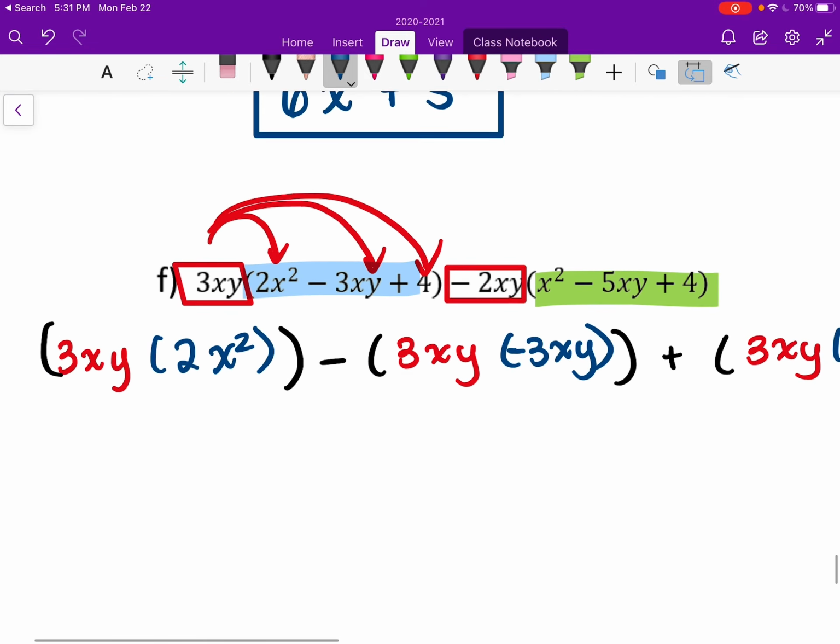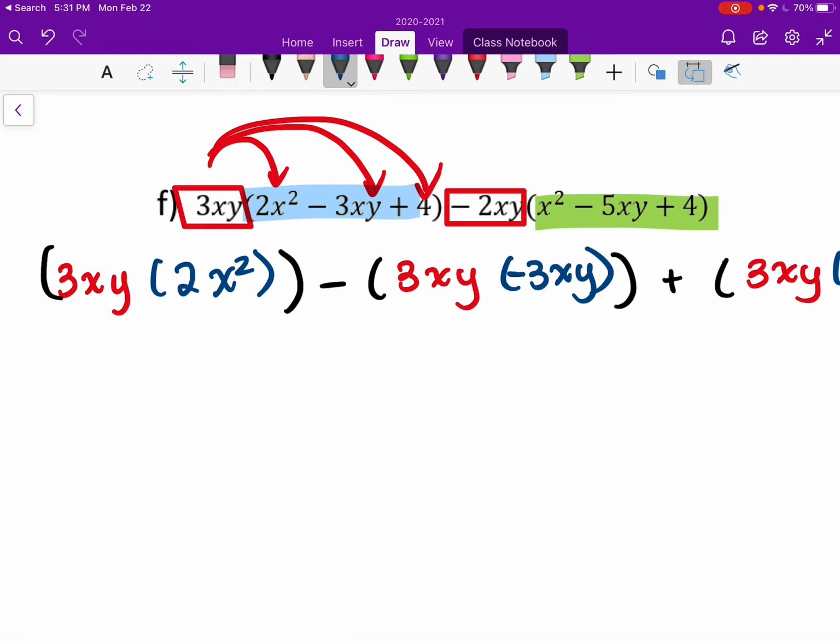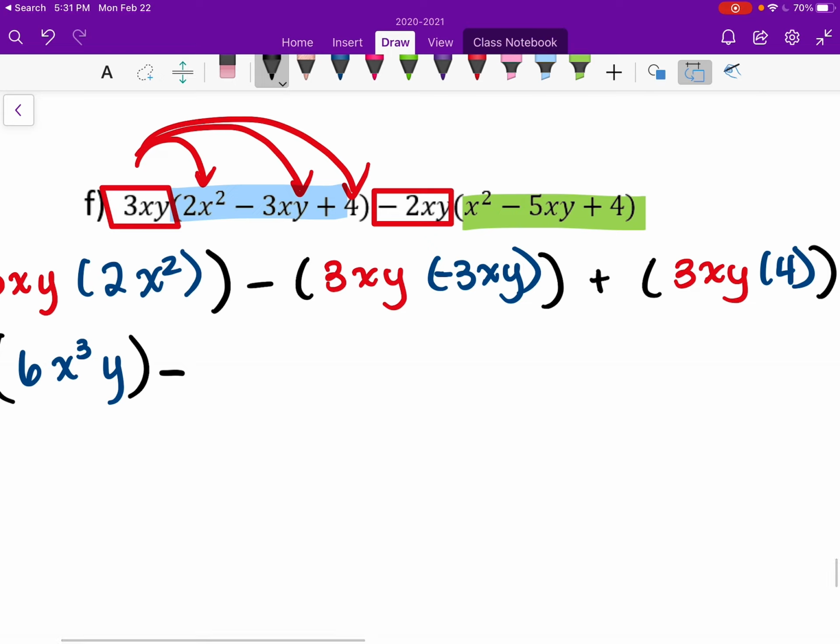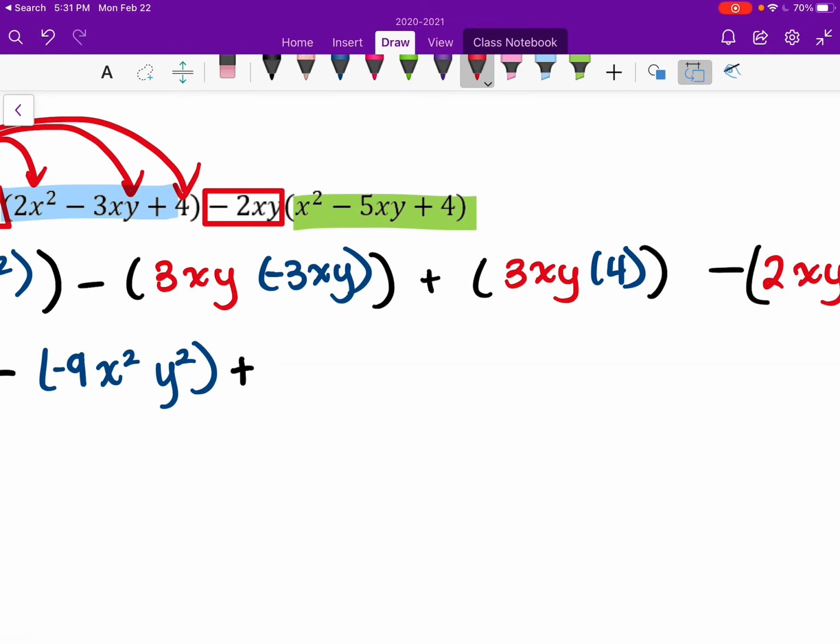And now let's just go in and individually solve this. 3xy times 2x squared is going to give us 2 times 3 is 6. X squared times x is x cubed. Y by itself. Right? And we're just going to solve that and leave it in its own little bracket. Minus 3x times 3 times negative 3 is going to be negative 9. X times x is x squared. Y times y is y squared as well. Right? Plus 3x times 4 is going to be 3 times 4 is 12. And then the x and the y just stay. Right?